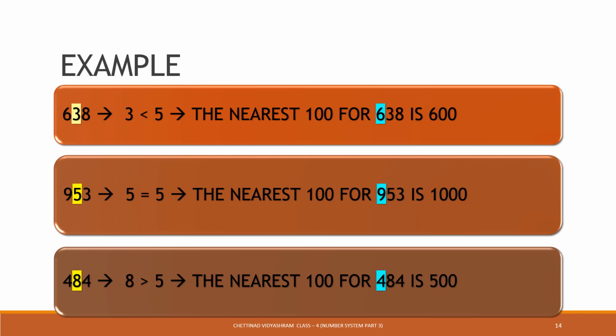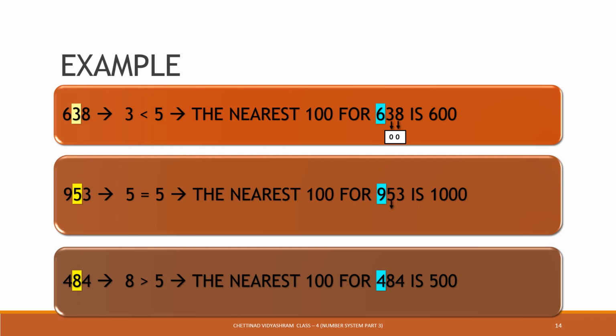638. Here the number in the tens place is 3. 3 is less than 5. If it is less than 5, the ones and tens places become 0 and the hundreds place will remain the same. So 3 and 8 become 0. So the nearest 100 for 638 is 600.